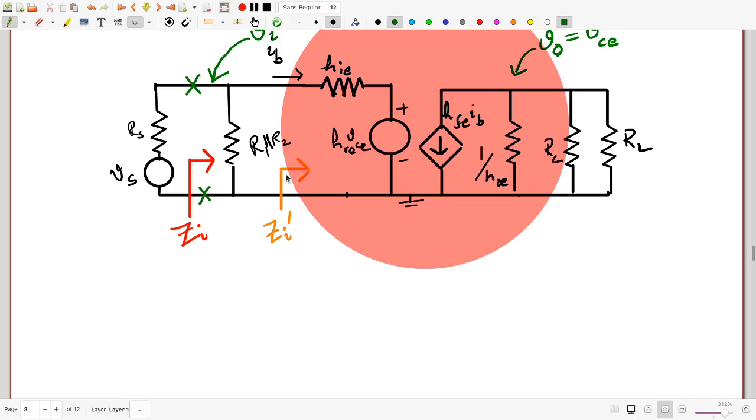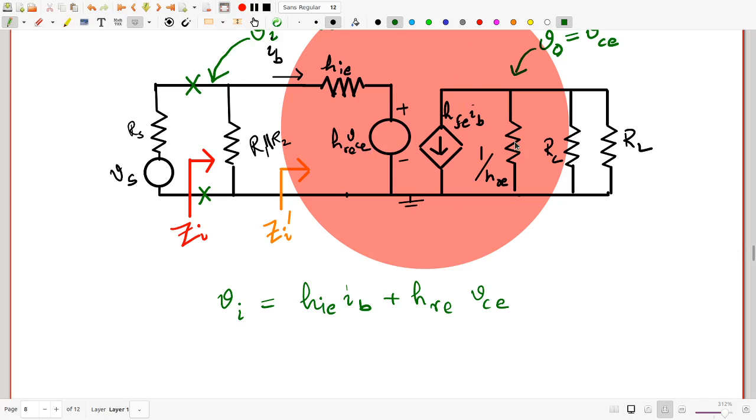First, notice that to calculate Zi prime, what I need is Vi by IB. So for that, what I'm simply going to do is write down Vi, and that's HIE-IB, the voltage drop across this resistance, plus HRE-VCE. What we need to do is write down VCE in terms of IB, and we are done. But that's actually pretty easy to do.